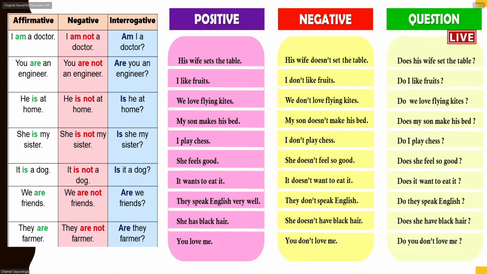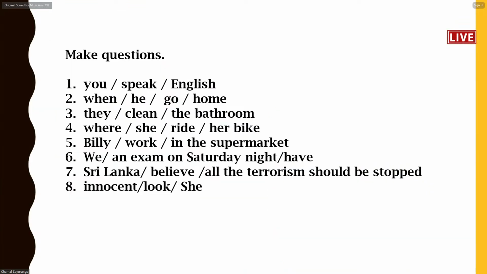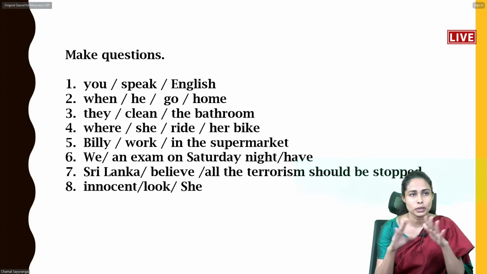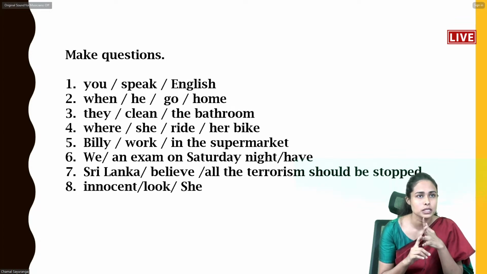Now, to check whether you have understood how to make questions, I just have a small activity here. Make questions. Now the words here are jumbled, right? They are not in correct order. I just want you to tell me what's the correct sentence. You have to make questions, simple present tense questions.